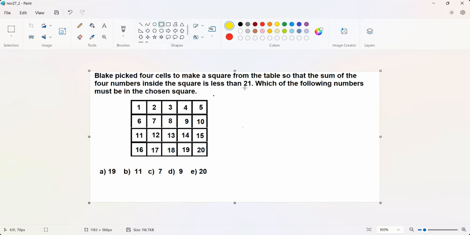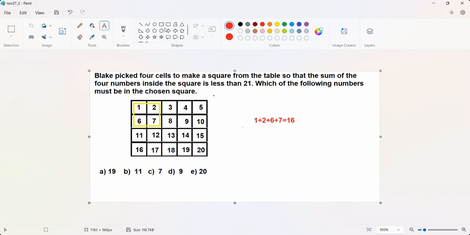So if it is less than 21, as I explained earlier, if it is less than something, we always go with the topmost left squares. So in this case, we have 1, 2, 6, and 7. Let's sum this up. What is 1, 2, 6, and 7? 1 plus 2 plus 6 plus 7. It is 1 plus 2 is 3, plus 6 is 9, plus 7 is 16. So we have the answer 16, which is less than 21.